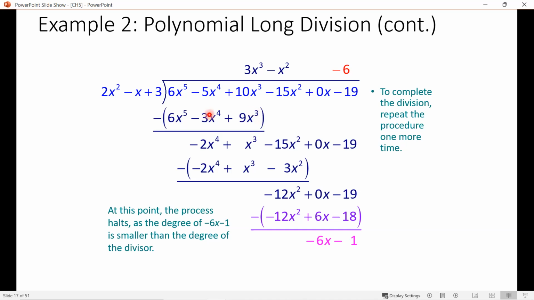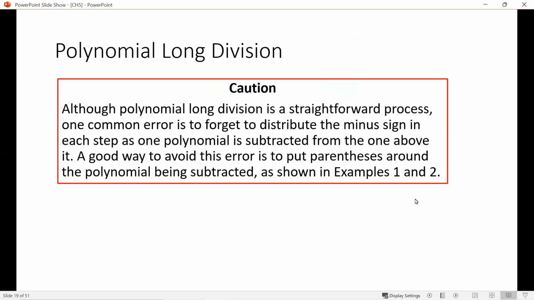So that's why we put the parentheses to say we're subtracting the whole thing, because we are subtracting 6x to the 5th. We are subtracting negative 3x to the 4th, right? That's why we got a positive 3x to the 4th to add to our negative x to the 4th. So this negative sign has to get distributed into all of these terms because we're subtracting this whole thing. So that's what you want to be very careful of in this polynomial long division.